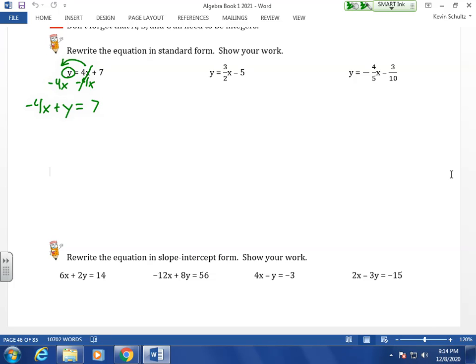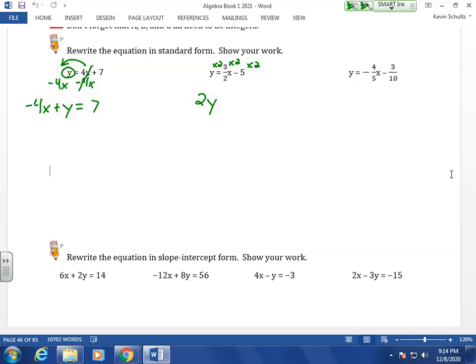The next one, y equals 3/2 x minus 5. In this case, our slope is a fraction. So to undo that, we're going to be multiplying everything by positive 2. So I'm just going to write times 2, and yes, even that y on the left side gets multiplied by 2 as well. On the left side, y times 2 is just 2y. I'm going to focus on that 3/2 x times 2.